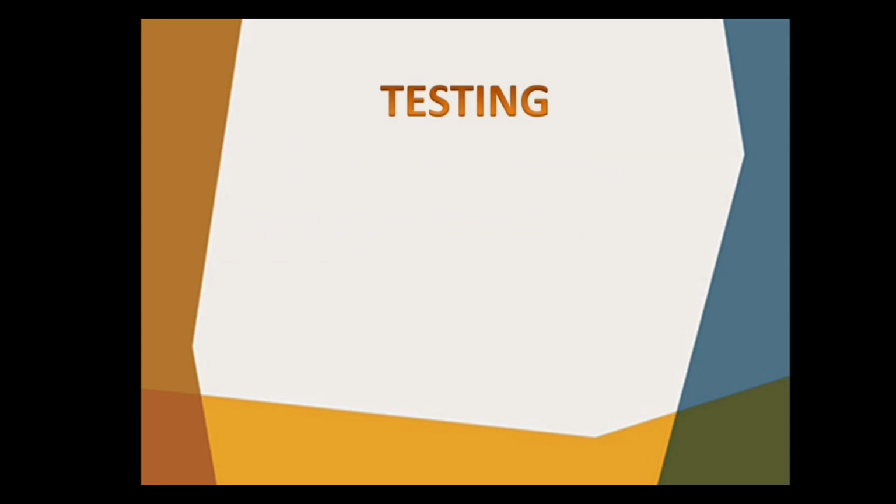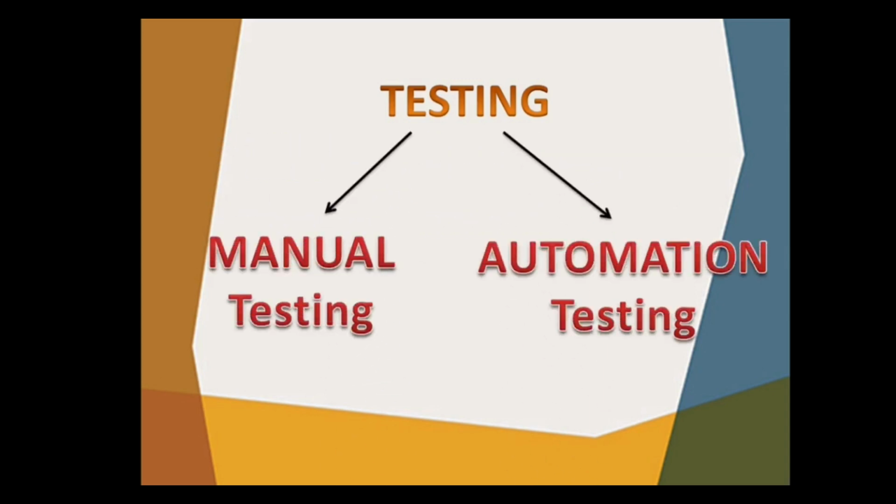Now testing can be done in two types: manual testing and automation testing. Manual testing is a type of software testing where testers manually execute test cases without using any automation tool. And automation testing means using an automation tool to execute your test cases.